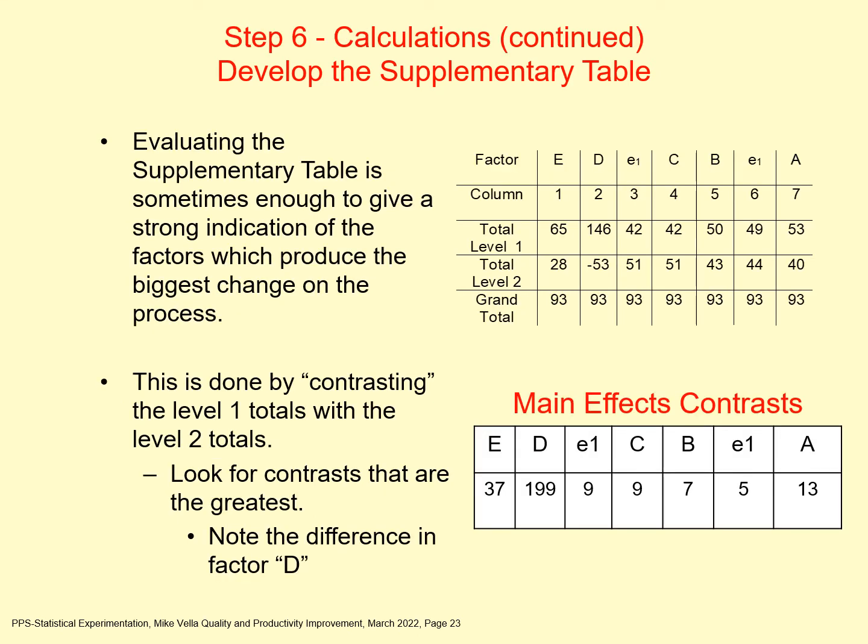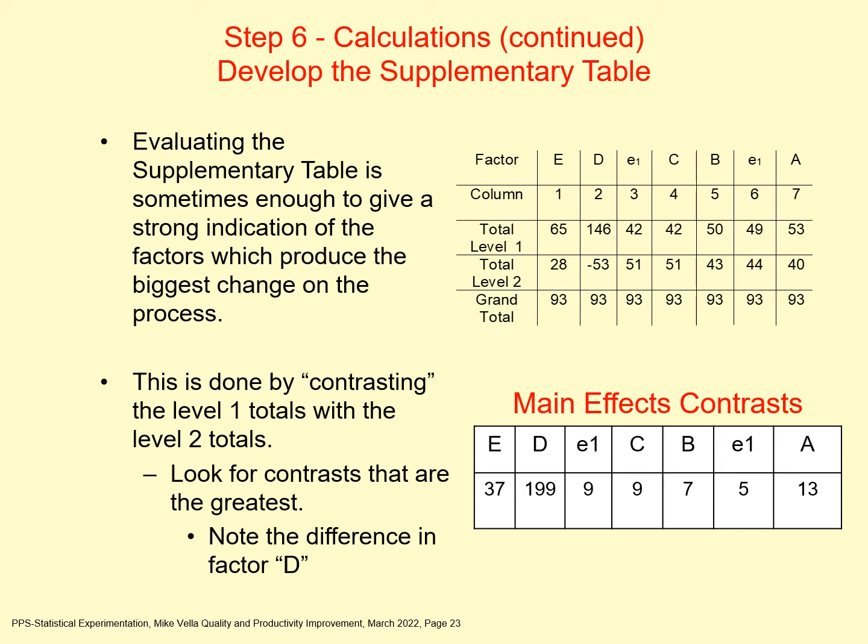Well, in this step of the process, you may want to just stop and hold a pause and take a look at your supplementary table and consider the main effects contrasts. What I mean by that is, for example, if you take a look at your supplementary table and just in raw terms, look at the difference between factor E at level 1 and factor E at level 2, the difference there is 37. Factor D, 199. That's a big difference. Compare that to factor C, B, and A. Those differences are very small.